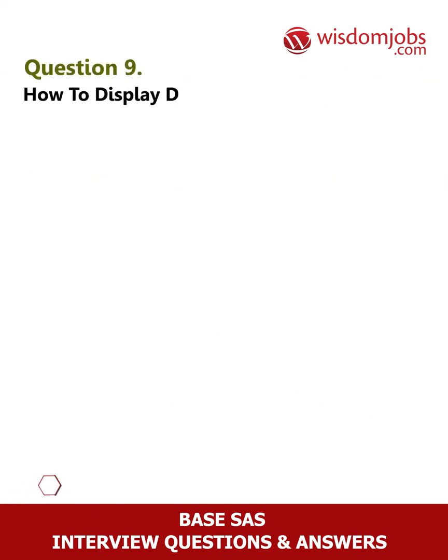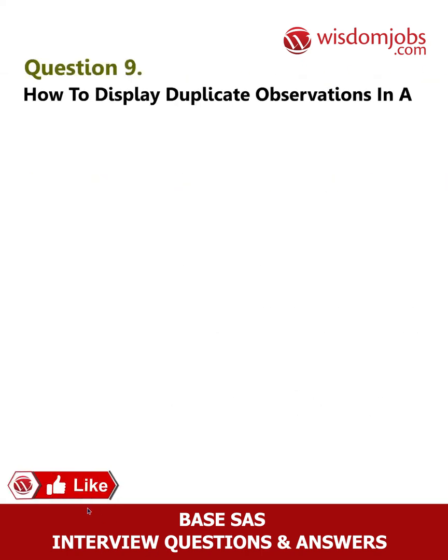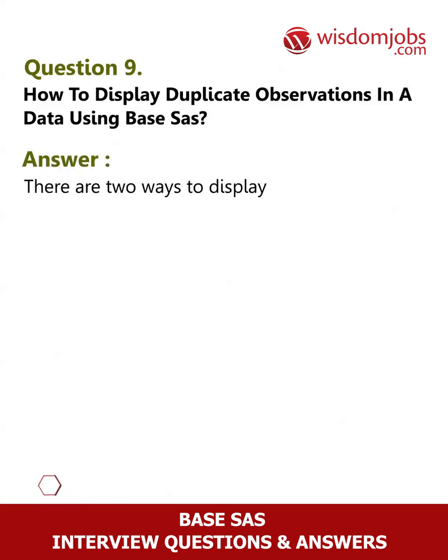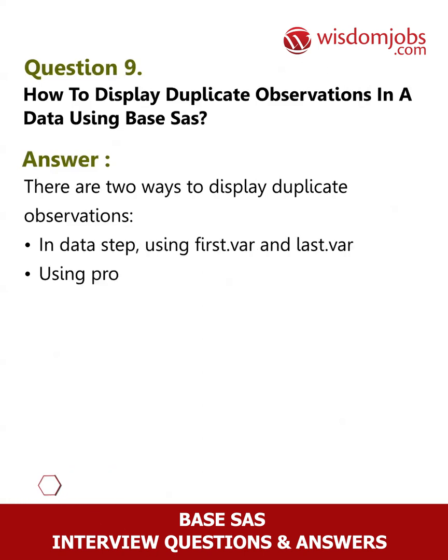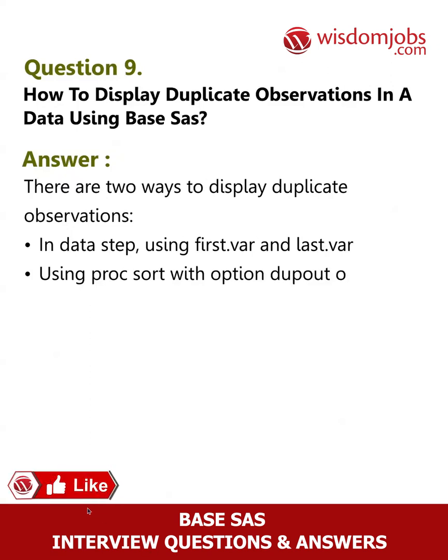Question 9. How to display duplicate observations in a data set using base SAS? Answer. There are two ways to display duplicate observations: in a data step, using first.var and last.var, or using proc sort with the dupout option.